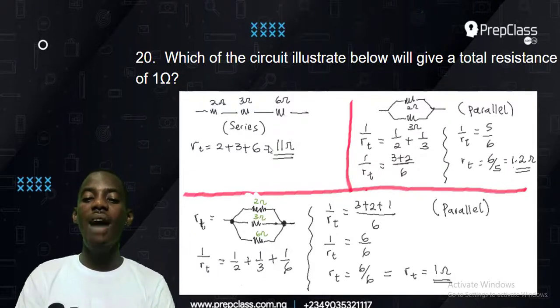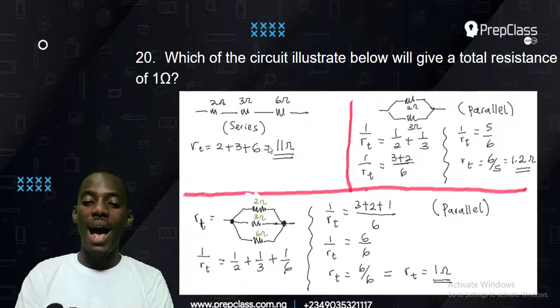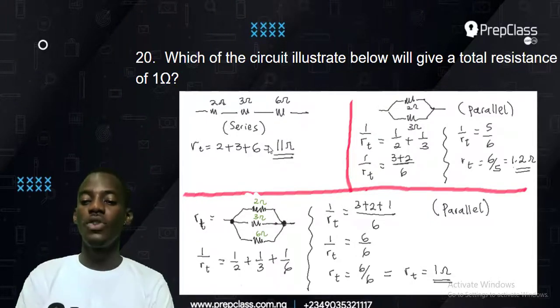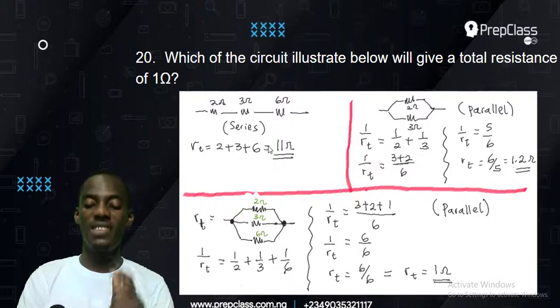Now let's check option C. Because it is parallel, I will be using the formula for parallel: 1 over R total equals 1 over 2 plus 1 over 3 plus 1 over 4. This is how to solve a parallel circuit. So 1 over R total equals (3 plus 2 plus 1) over 6, giving me 1 over R total equals 6 over 6. When you turn it upside down, you get R total equals 1 ohm. So the answer to that question is therefore option C.